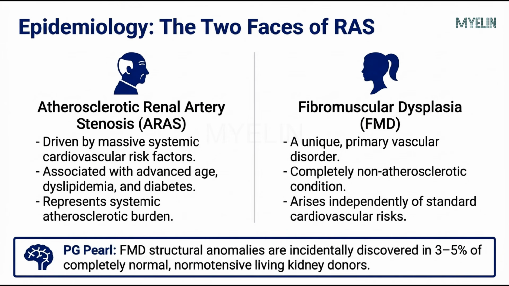If an exam question describes an elderly male smoker with high cholesterol and a sudden worsening of blood pressure, this should immediately make you think of atherosclerotic disease. Conversely, if the vignette presents a healthy young individual, usually a female, with severe sudden onset hypertension and absolutely no history of diabetes or cholesterol issues, your mind must immediately jump to fibromuscular dysplasia.